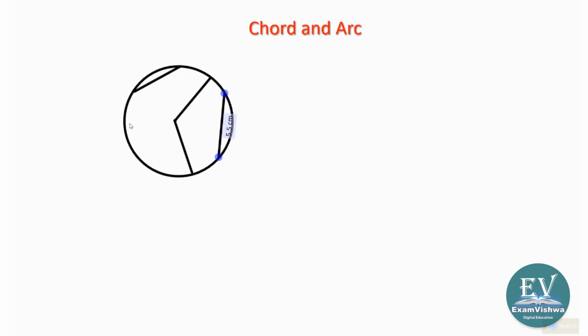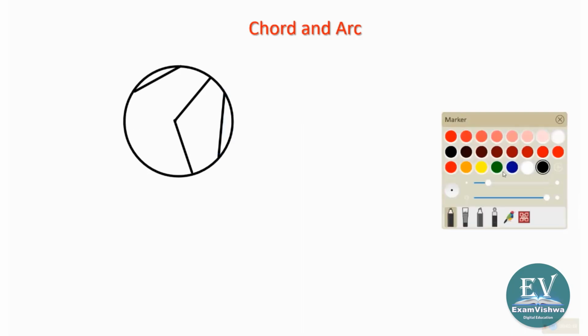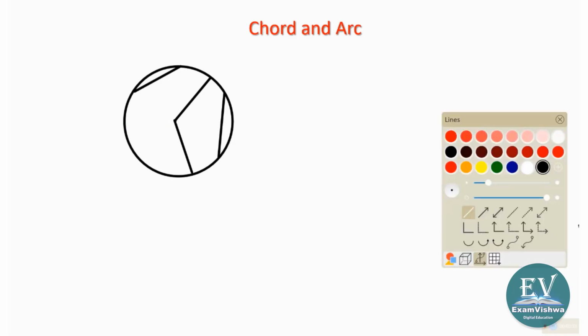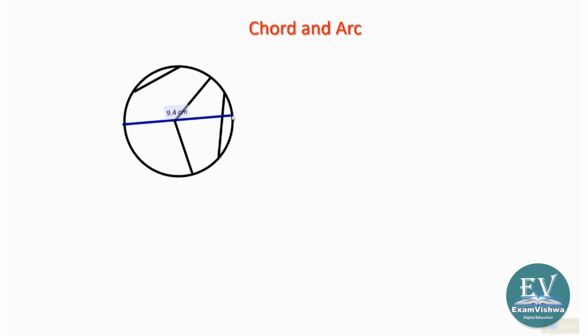But if there is a chord passing through the center of the circle, let me draw it. Let me take another color for it so that it can be seen distinctly. Suppose that there is a chord passing through the center of the circle. Like this. This is also a chord passing through the center of the circle, having 9.4 centimeter according to this particular measurement.